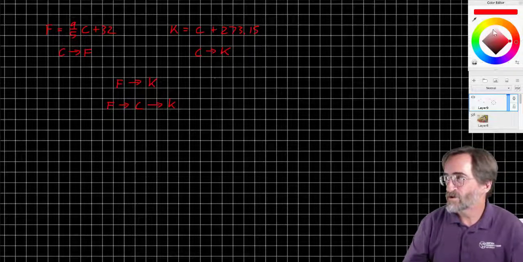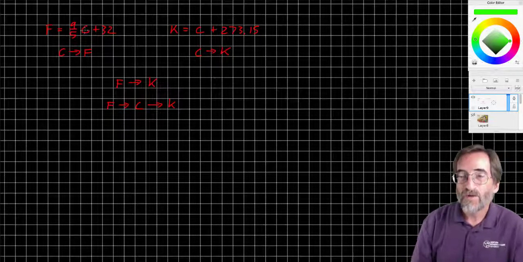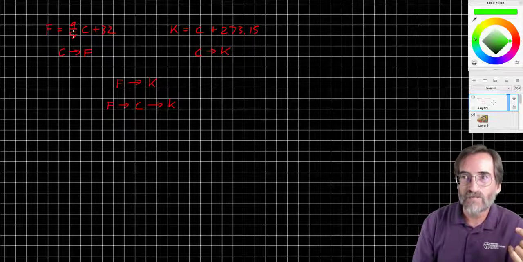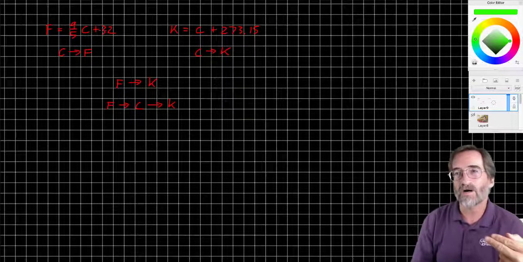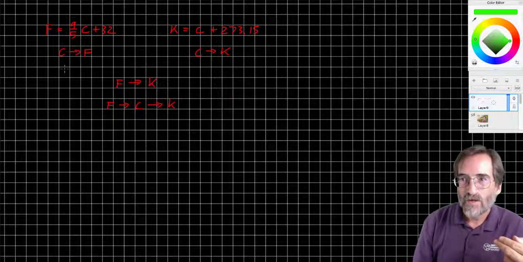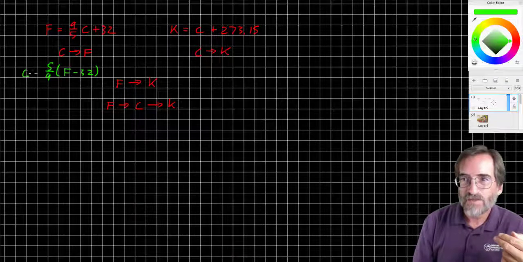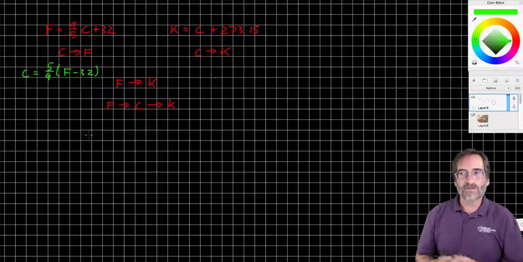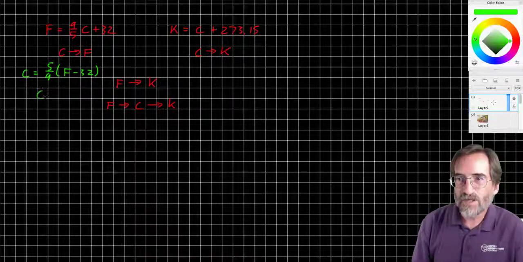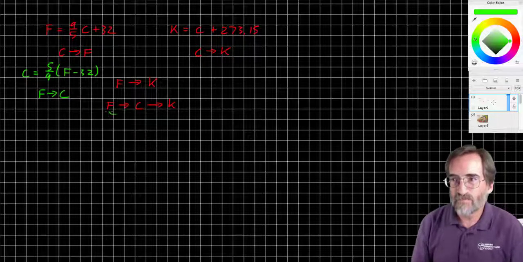Let's do a little algebra here. I'm going to rearrange. Now think in terms of solving, finding inverses. I'm going to do the opposite operation in reverse order. Instead of taking C, multiplying by 9, dividing by 5, and adding 32, I'm going to do the reverse in the opposite direction. I'm going to subtract 32, so I'm going to take Fahrenheit minus 32. Then I'm going to multiply by 5 and divide by 9. So Celsius is 5/9 times Fahrenheit minus 32. That's going to take Fahrenheit and give me Celsius. So that's the first step right here.